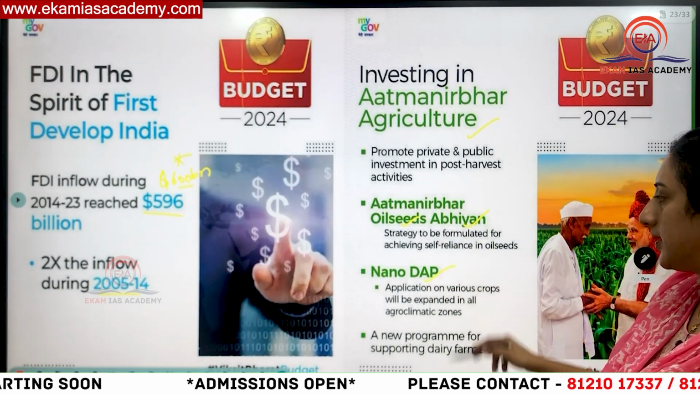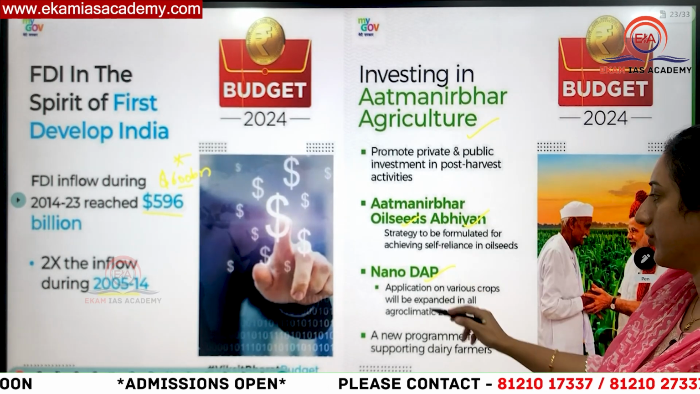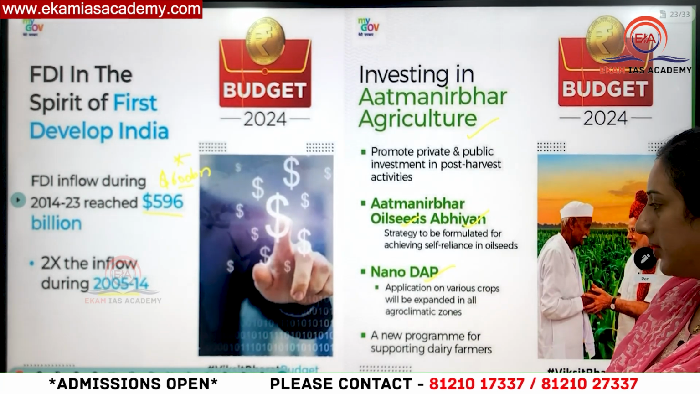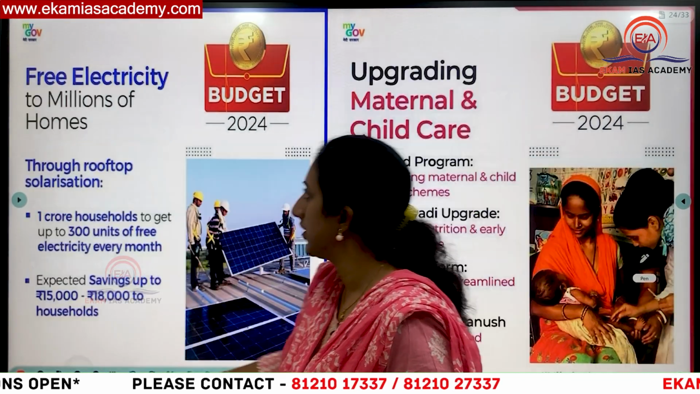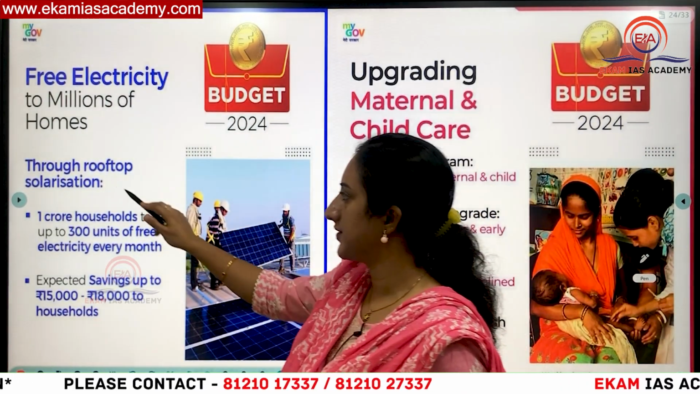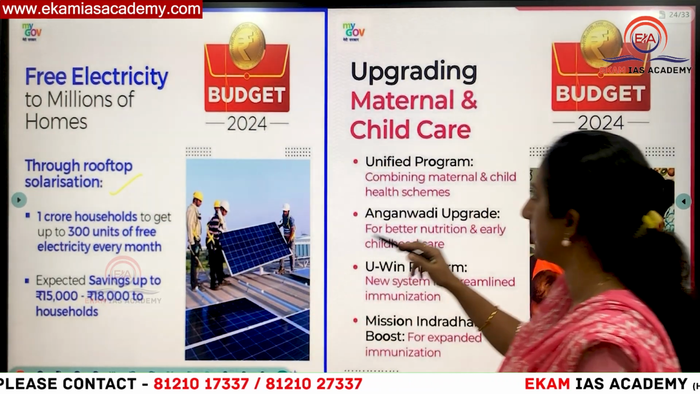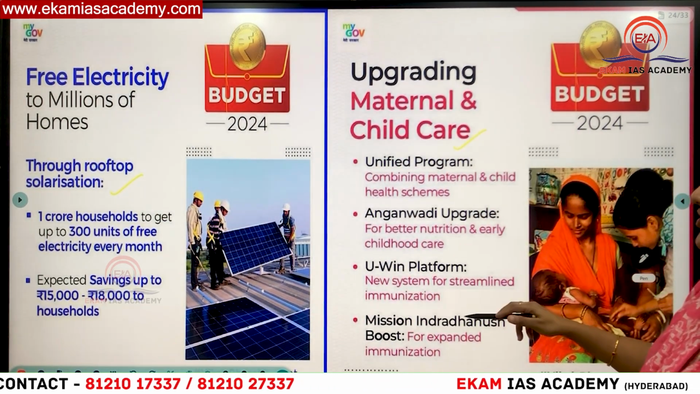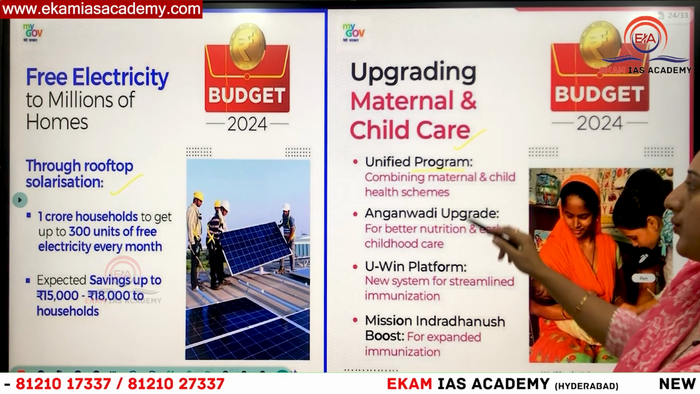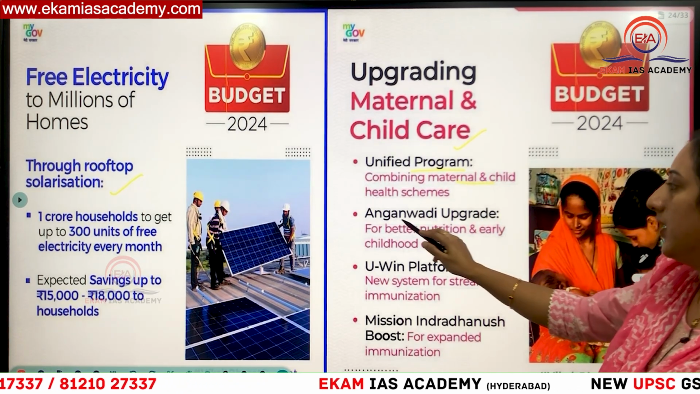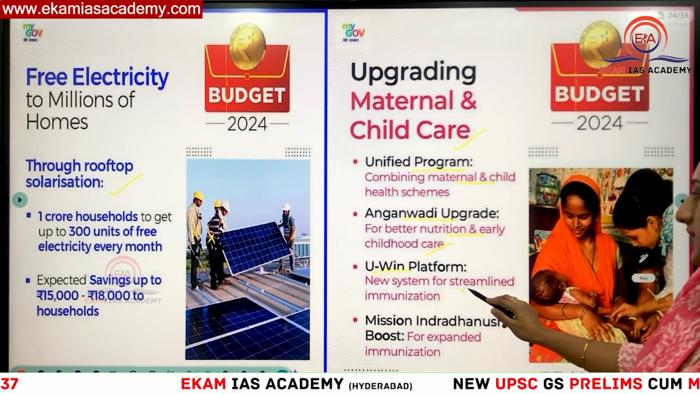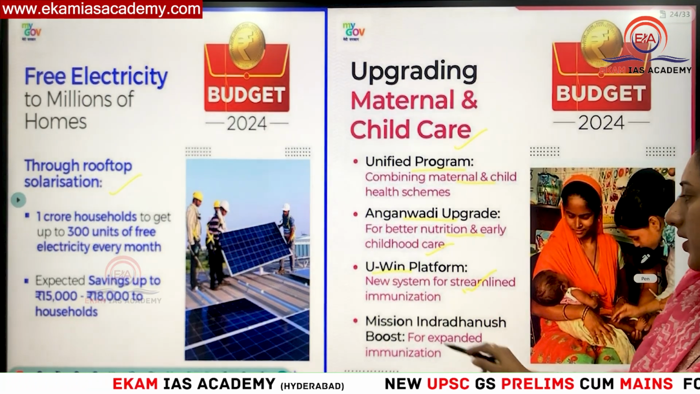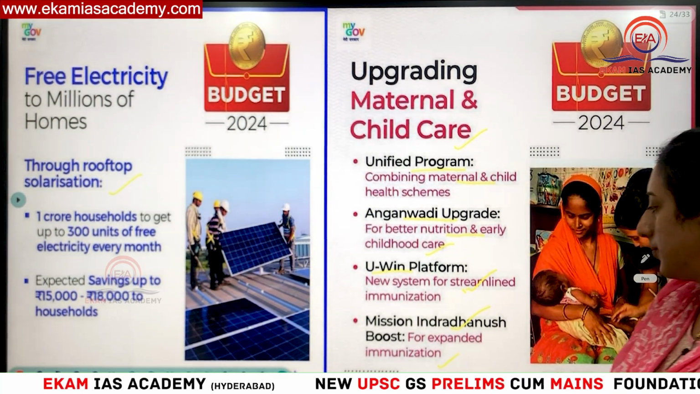And nano DAP, with respect to this we want to achieve less carbon emissions in all agroclimatic zones. This is another scheme announced. Then you can see free electricity, this, as I told you, rooftop solarization. And with respect to maternal and child care, they want to give a unified program for maternal and child: Anganwadi upgradation, nutrition and early childhood care, the U-WIN portal with respect to immunization, and Mission Indradhanush for expanded immunization.